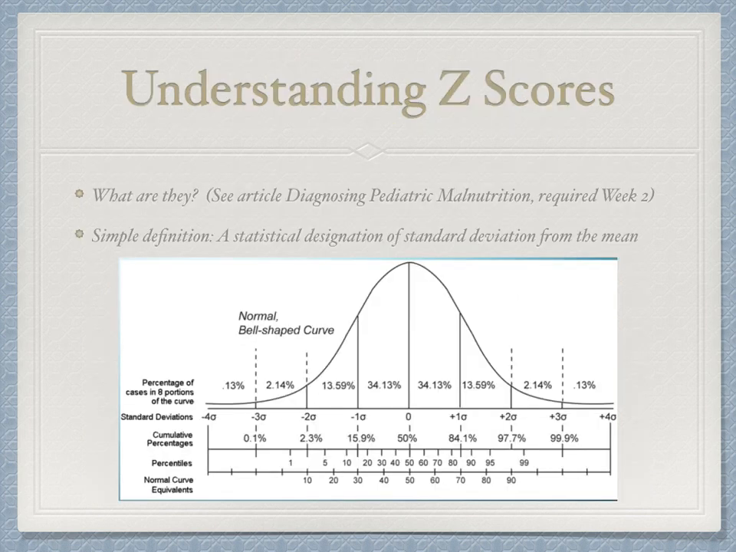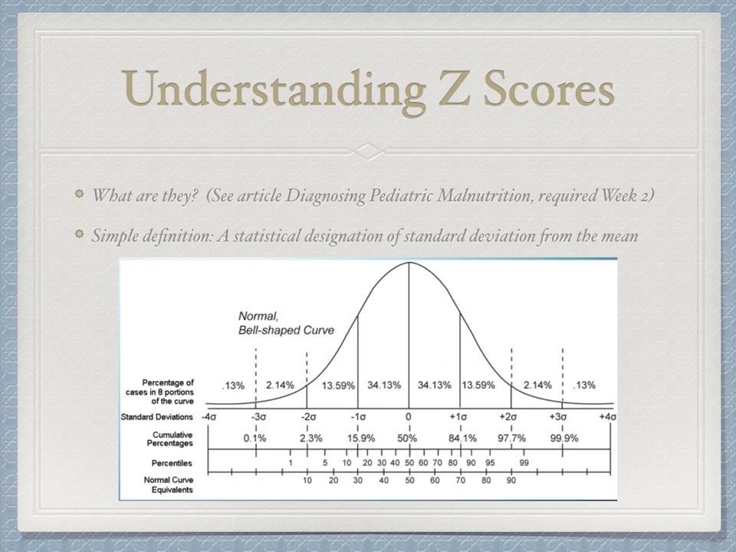So on to understanding Z-scores. What are they? There's an article, diagnosing pediatric malnutrition, that's required for week 2 that covers Z-scores a little bit more in depth. For a simple definition, it's simply a statistical designation of standard deviation from the mean. It doesn't only apply to nutrition, but is used in statistics in general.